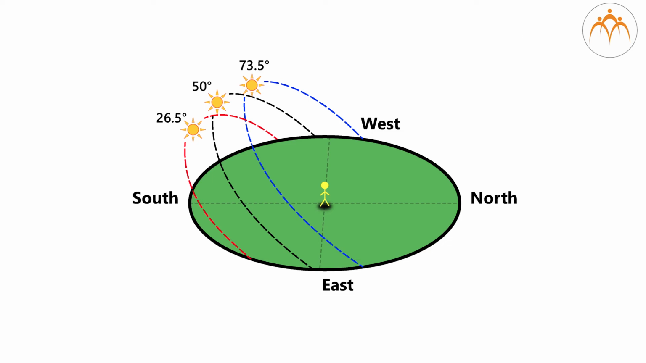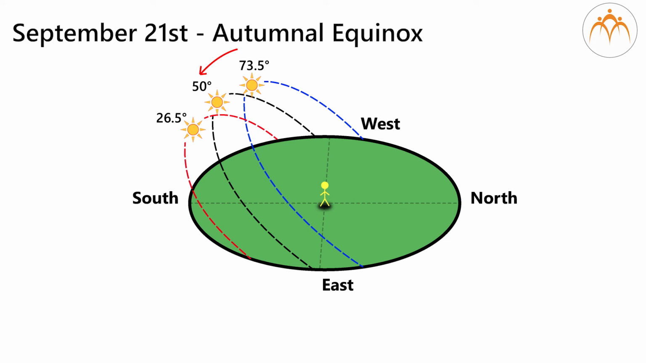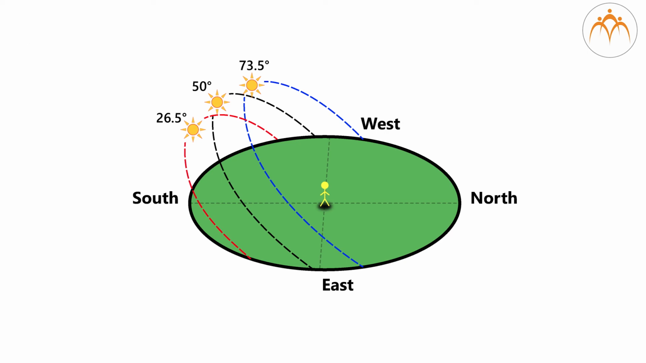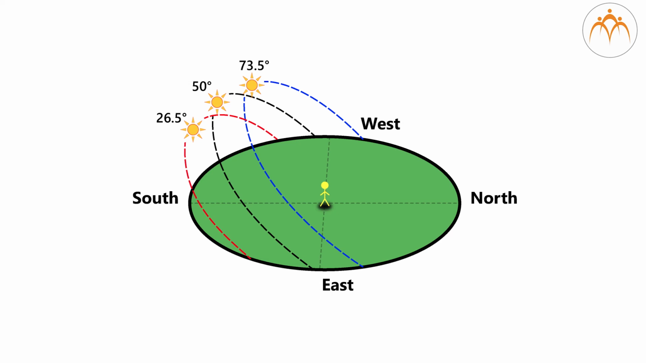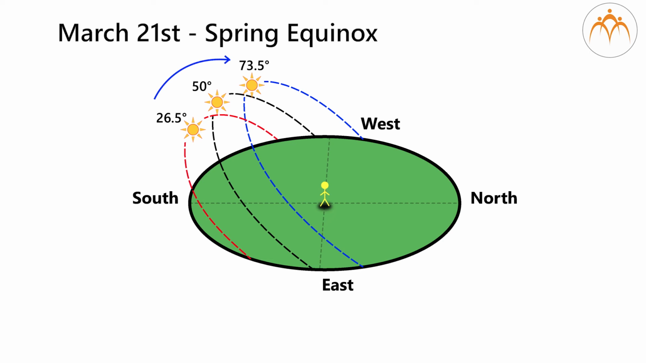It then shifts to 50 degrees during the autumnal equinox on September 21st. It continues its journey and moves towards 26.5 degrees on 21st December, which is termed as winter solstice. The sun is then seen traveling back to 50 degrees during the spring equinox, that is 21st March.